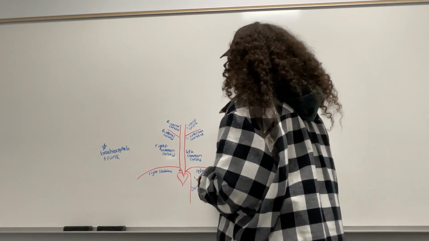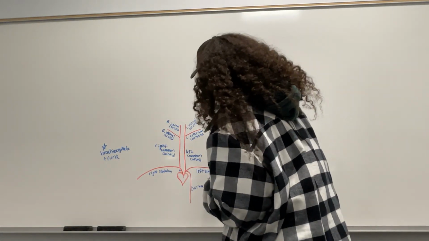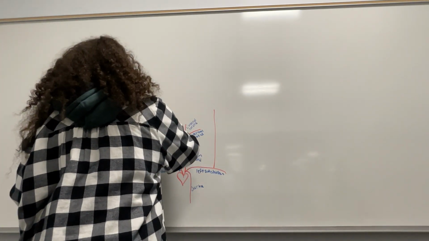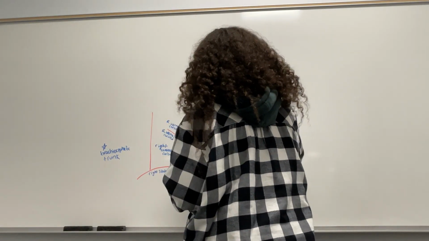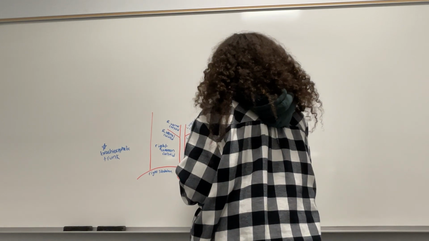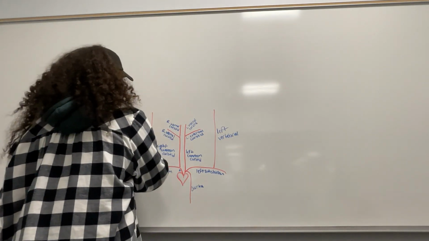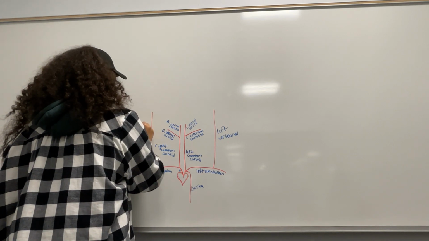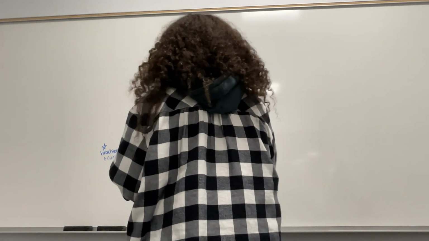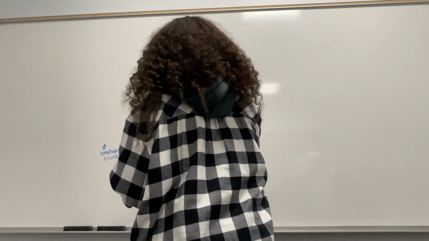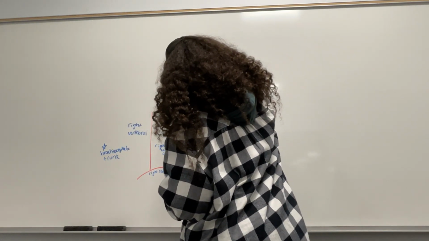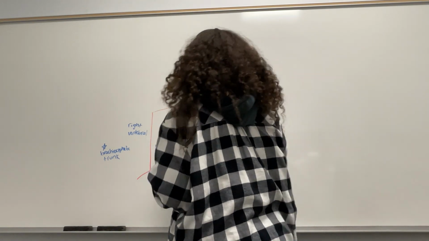Now coming off of the left and right subclavian, branching superiorly, we have what is known as the left vertebral, and the right vertebral. Now the left and right vertebral, they join together like so. And then this branch is called the basilar.